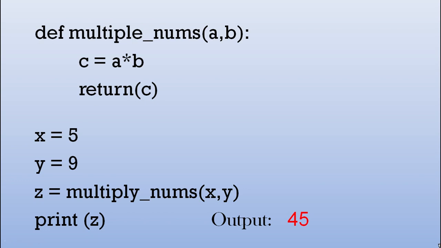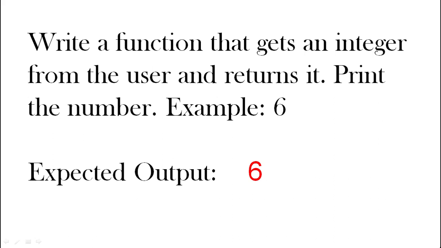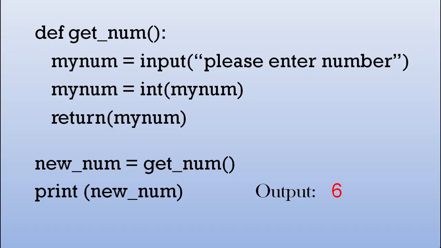Now let's get an integer from the user and return it. So here we've got get num. There's nothing passed to it. We just get the number from the user by input. We change that to an integer, and then we return it. When we call the function, we do have a variable called new num where the answer comes, but there's nothing sent in brackets after the function name get num. And then we just print our number, for example 6.